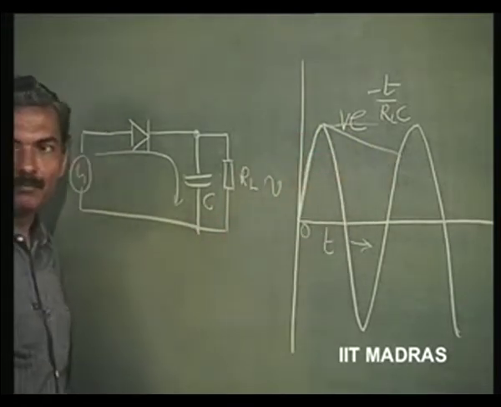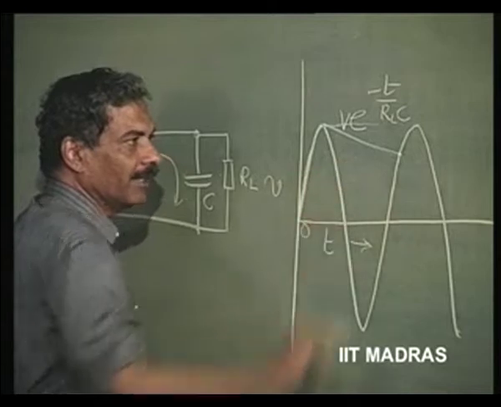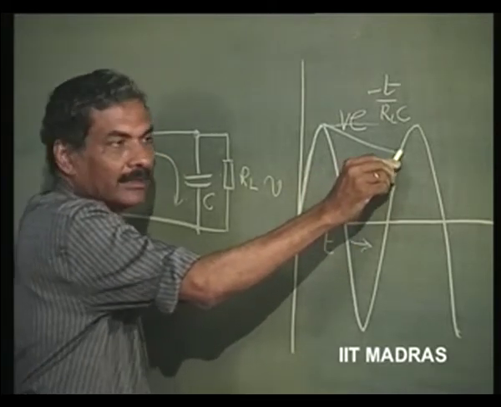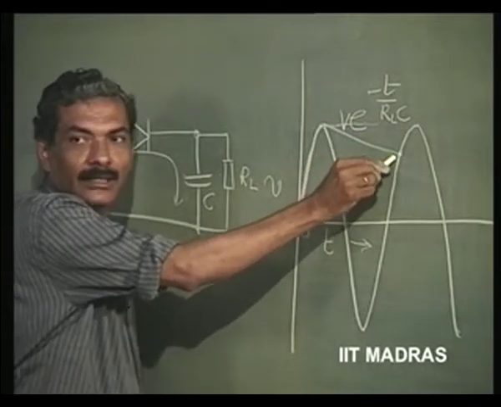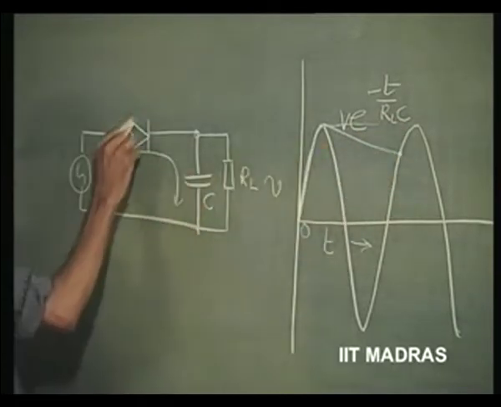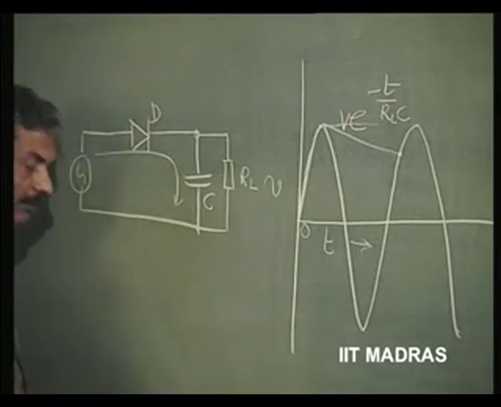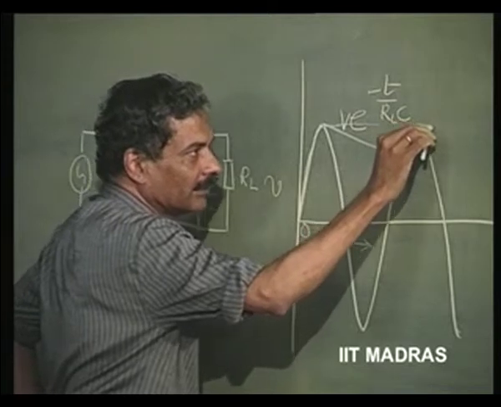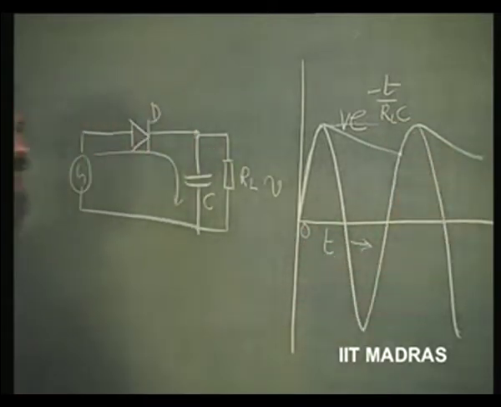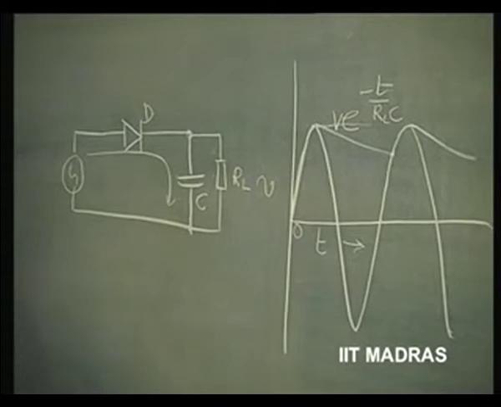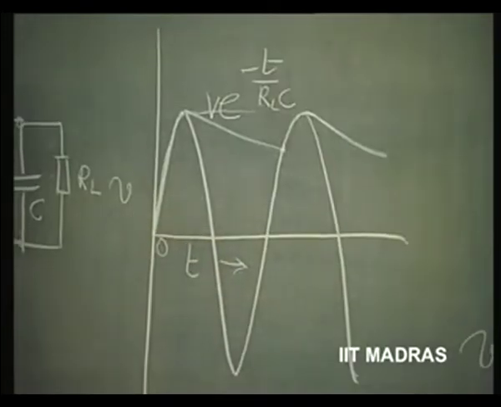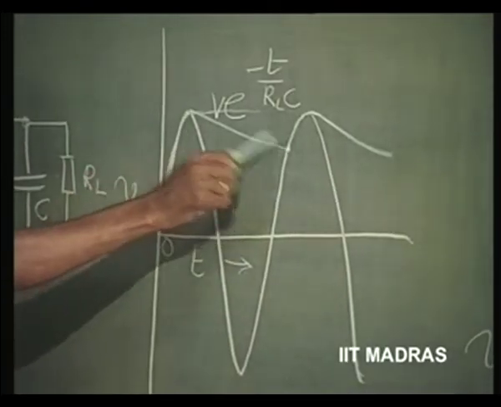exponential waveform. It will discharge and come up to this value, and at this point the input voltage is higher than the output voltage. So again the diode D will conduct, and therefore it is going to follow the input. Again it will start discharging. Now if RL is made very low, discharge is going to be very fast. If RL is high, discharge is going to be very slow.